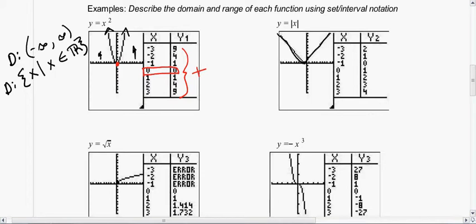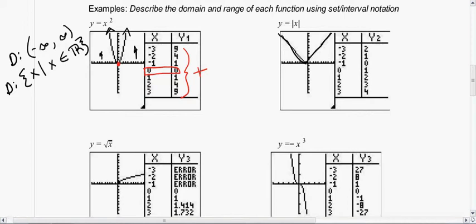If I were going to describe that range using interval notation, I would say that the range, oh, come on here, black ink. There we go. The range, whoa, now I'm erasing everything here. Domain is negative infinity to positive infinity, or all x's such that x is an element of the real numbers. So, okay, there we go.